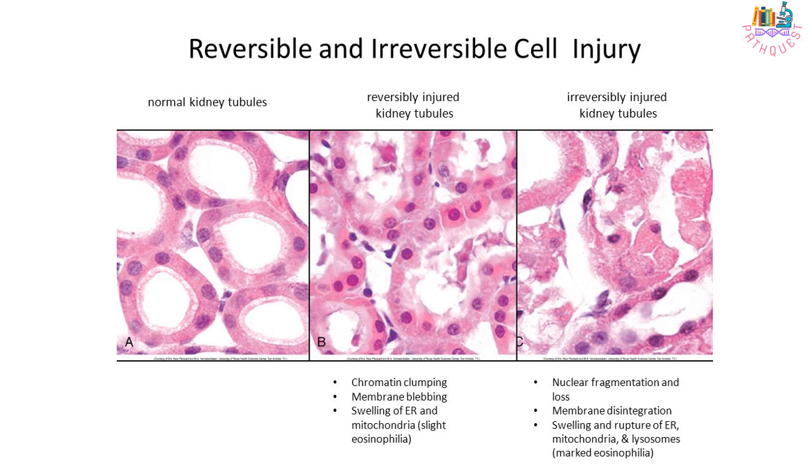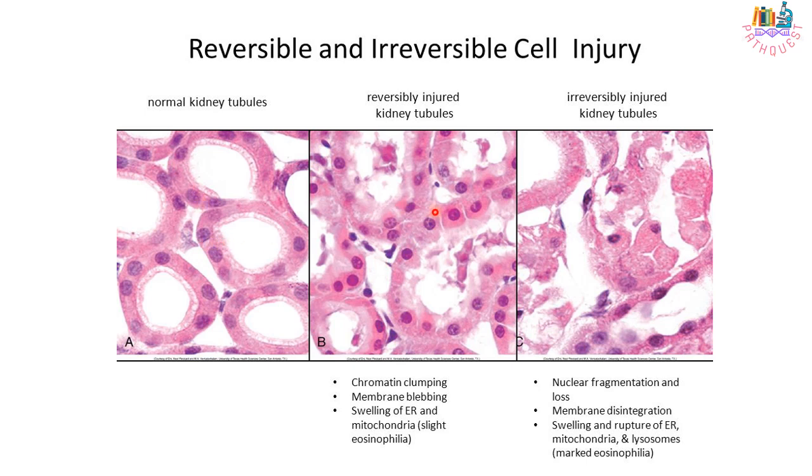This is the photomicrograph which is showing differences between the normal kidney tubules and the cellular changes that are seen in reversible and irreversible cell injuries in kidney tubules. So this is the normal kidney tubule where there is maintained cell membrane and nuclear contour and chromatin.